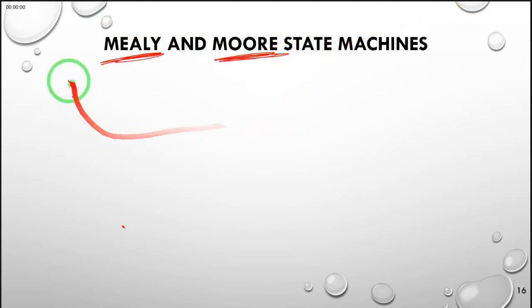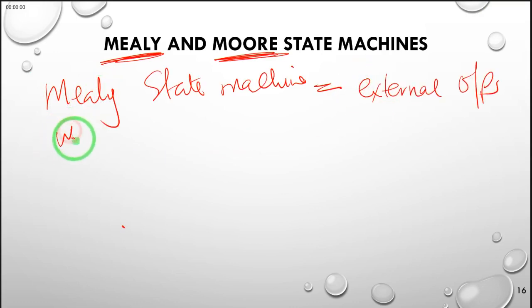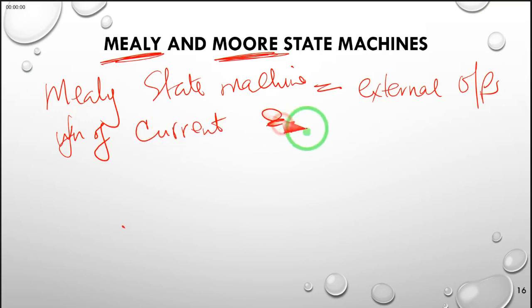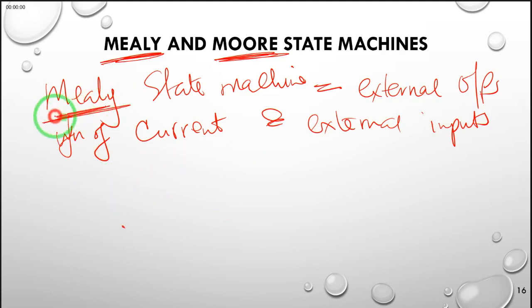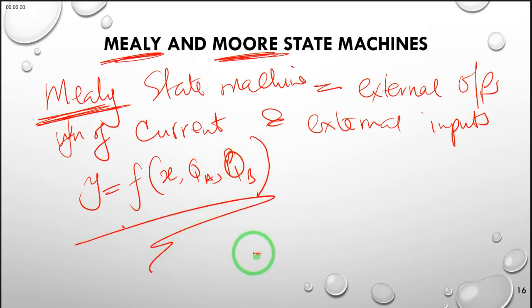The major difference between the two is that a Mealy state machine has external outputs which are a function of the current state and some external inputs. So we normally express such a Mealy state machine as y, which is a function of some external input and the current state of the machine, which may be represented by the number of flip-flops present. For our purposes, we may say that it has two flip-flops. So what we are observing is that we have an external output, which is a function of the external input and the current state of the machine.